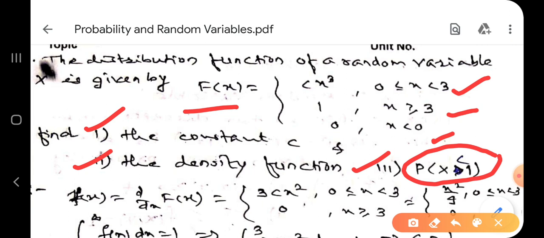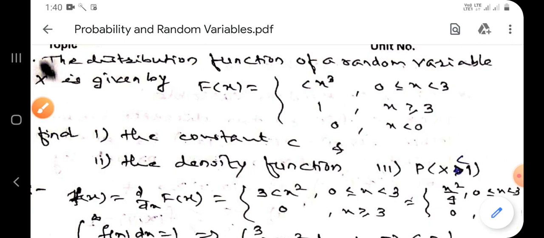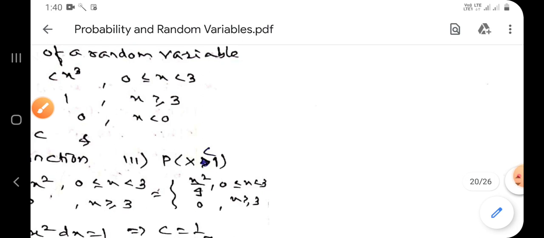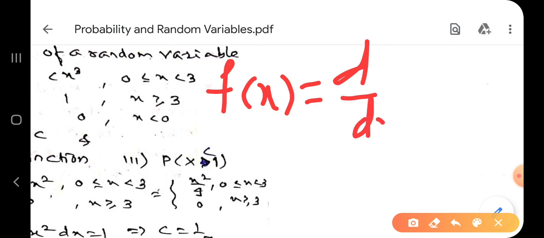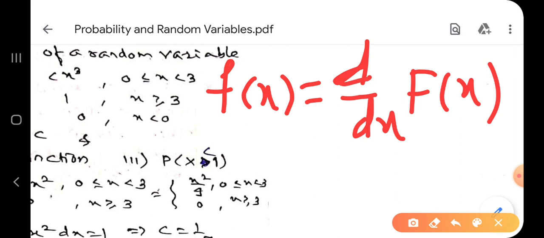Have you written the question carefully? Capital F of x is given and we have to find small f of x. Let us find small f of x here. What is the relation between capital F of x and small f of x? Small f of x is equal to d by dx of capital F of x. Just find the derivative of capital F of x, you will get small f of x. So let us find the derivative of capital F of x.